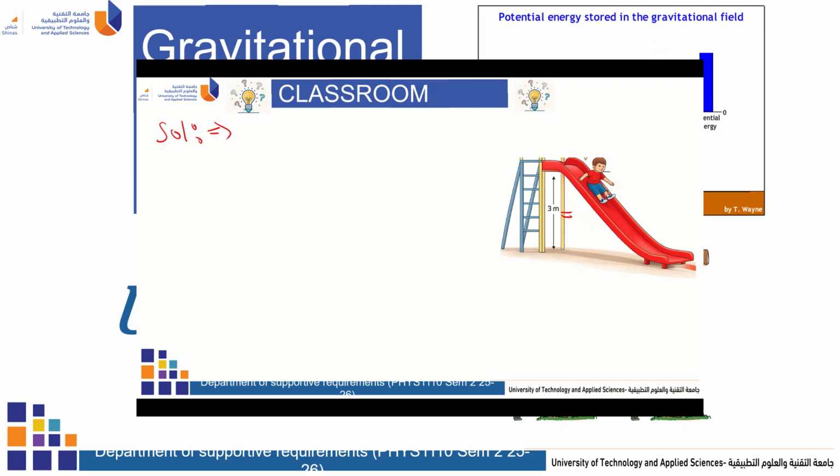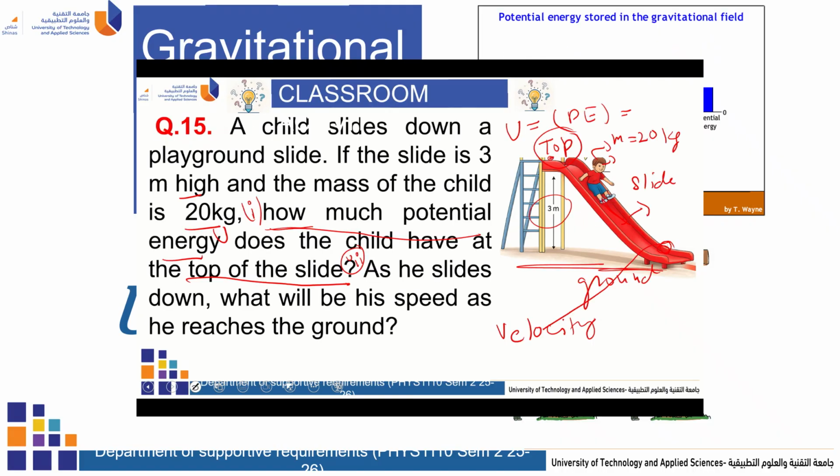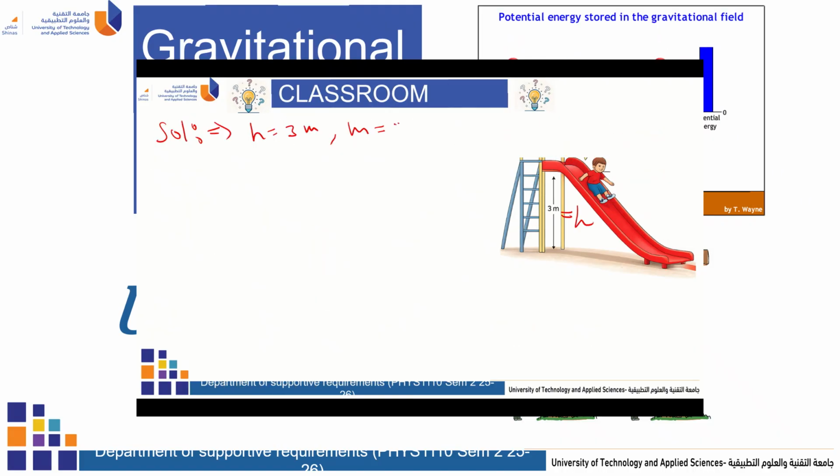The height is given to us, the height is 3 meter, and the mass of the child is 20 kilogram. The value of g we know, or it will be given in the examination. Now in the first part, they are asking for the potential energy U, so this is mgh. mgh is 20 multiplied by 9.8, and the height is 3 meter.